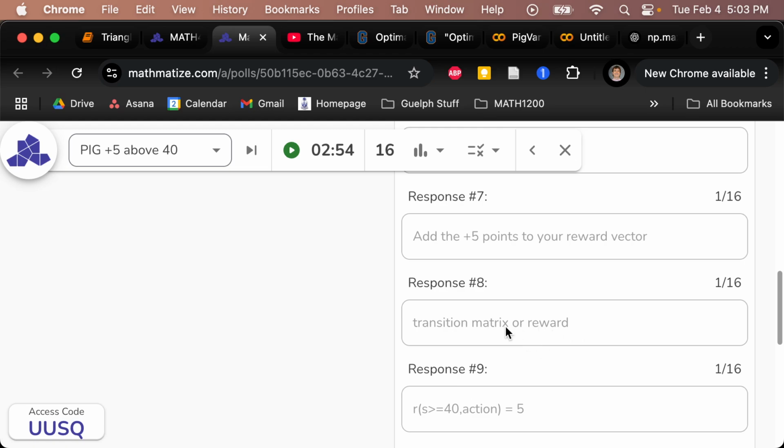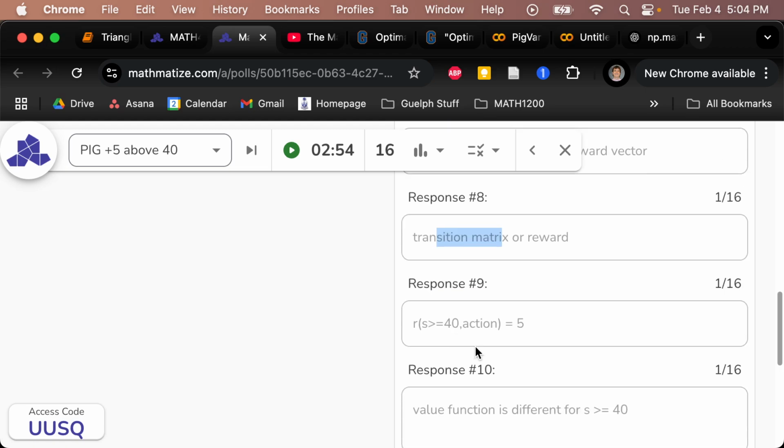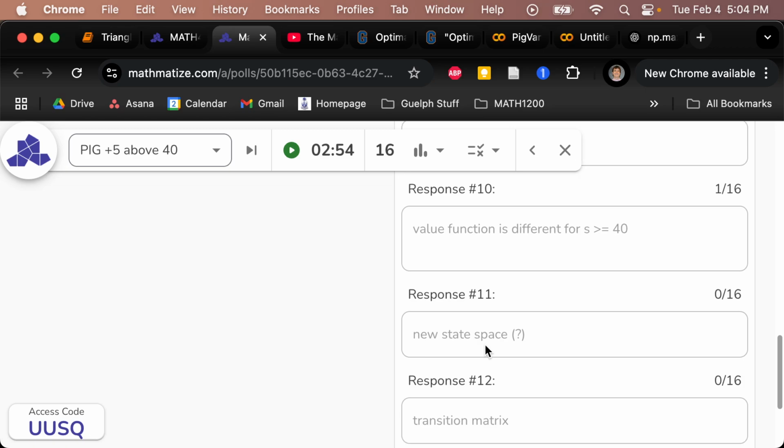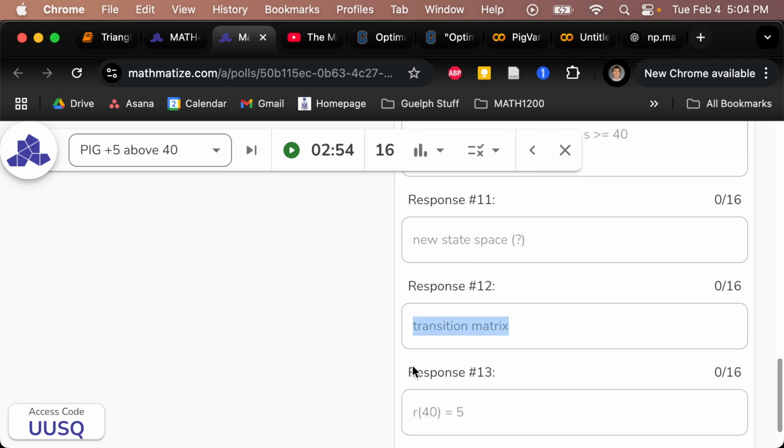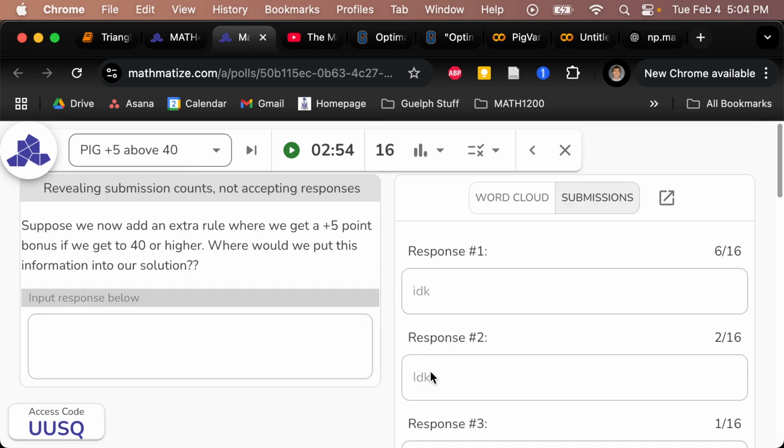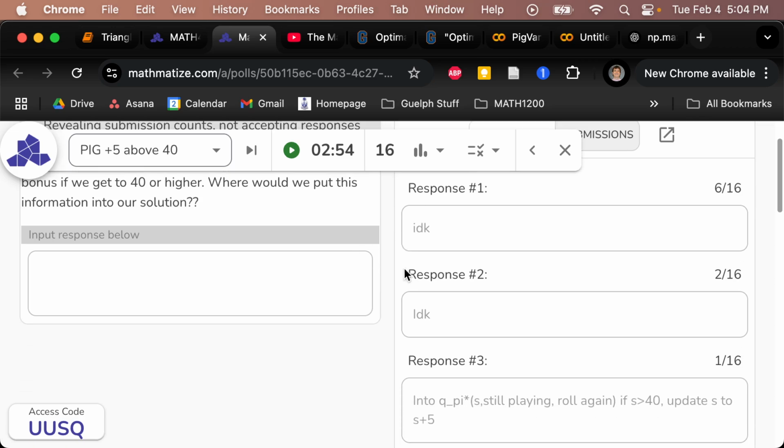Yeah, so the transition matrix, I guess that's what it is. Did anybody write this? Yeah, new state space, the transition matrix. So that is how you could think about it. You're like, this is a whole new game. It's like a whole different snakes and ladders board, and there are different snakes and ladders on it. But there is also a way you can do it by just modifying some of these things that we already have. And that's what some other people wrote.